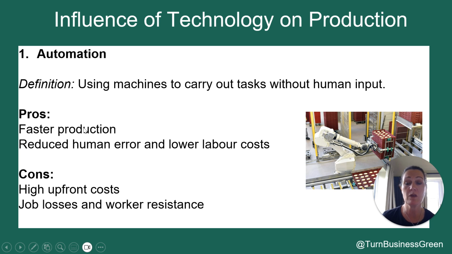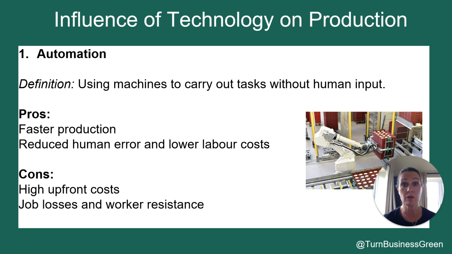Okay, so automation. What's the influence of technology on production? Automation means using machines to carry out tasks without human input. The pros of this are we can make products much, much faster than when there is a lot of labour involved, and there is reduced human error and lower labour costs. You can pay less because you have fewer employees, as machines and automation are doing most of the job. Problem: it costs a lot of money to set up.